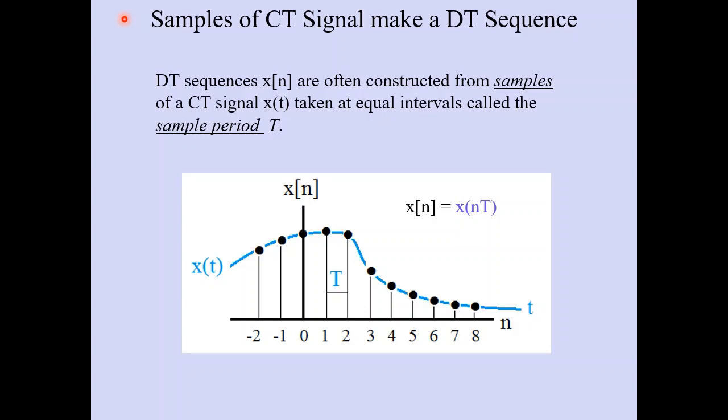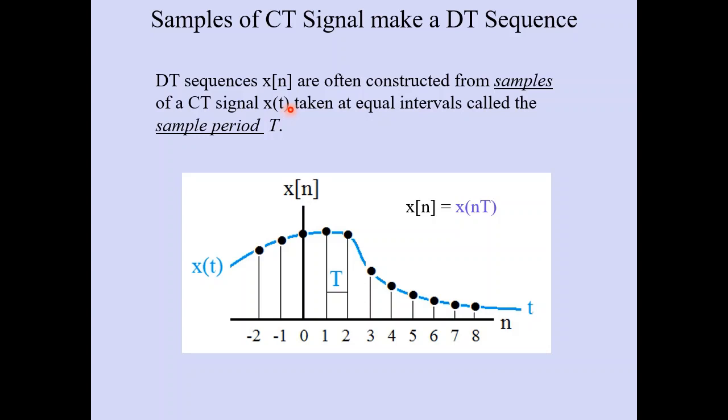One way to see the relationship between a continuous time and a discrete time sequence is through the use of sampling. This is something we're going to look at in much more detail later in the course in Chapter 7. But for now, we can think of a discrete time sequence, x of n, as often constructed from samples of a continuous time signal, x of t.